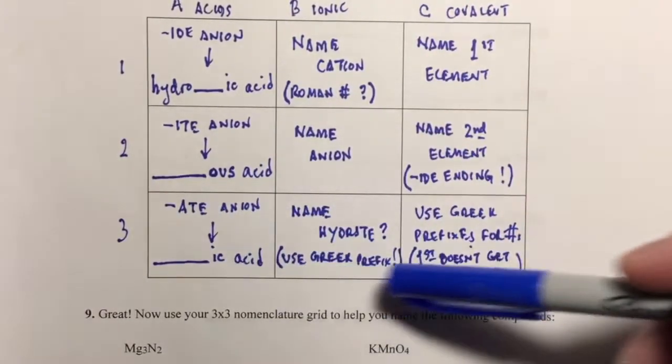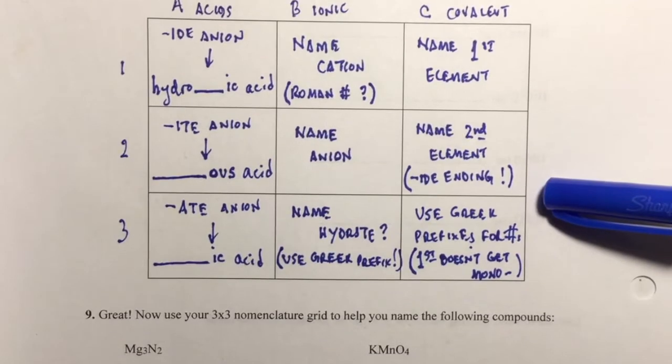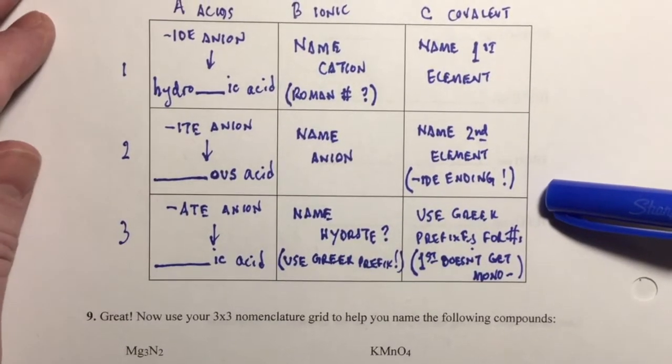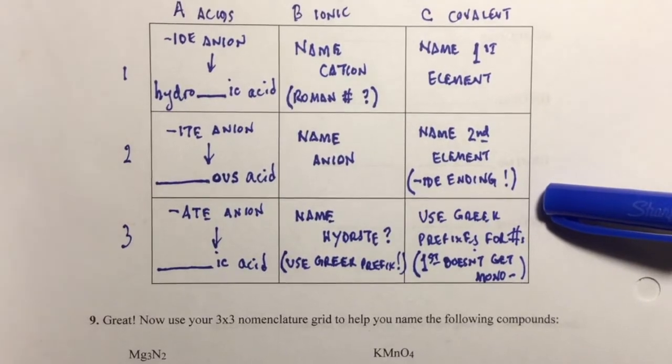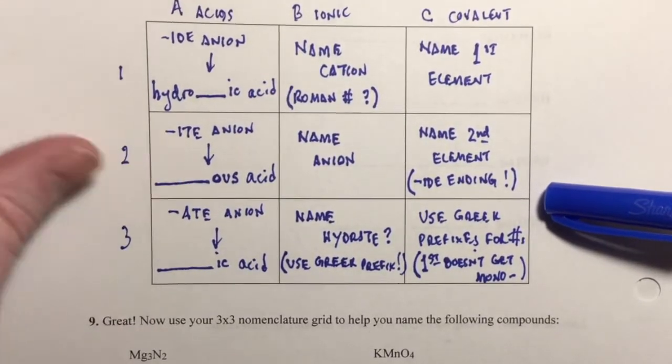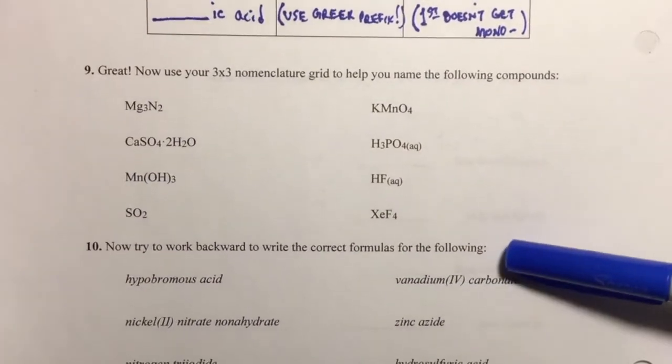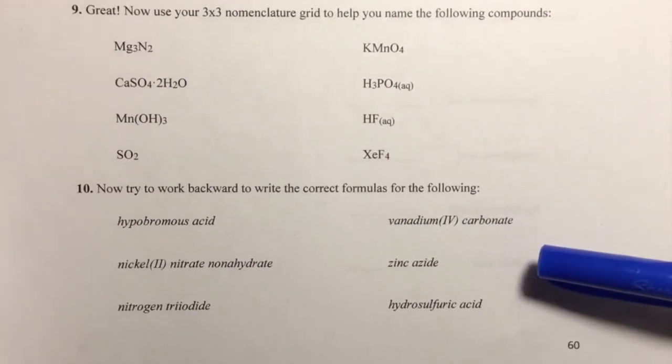You'll have these rules up here that you can refer to. If you need to refer to your notes for your polyatomic ions, at this stage you can do that. But go ahead and pause the video now and work on those 14 and resume the video when you're finished.